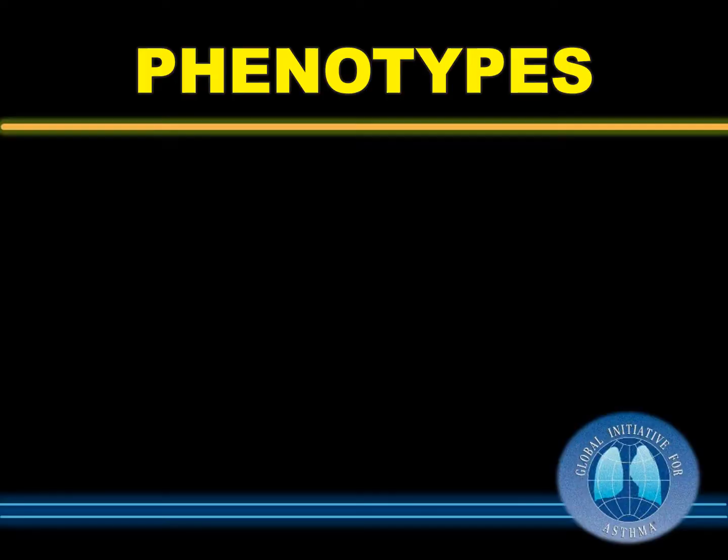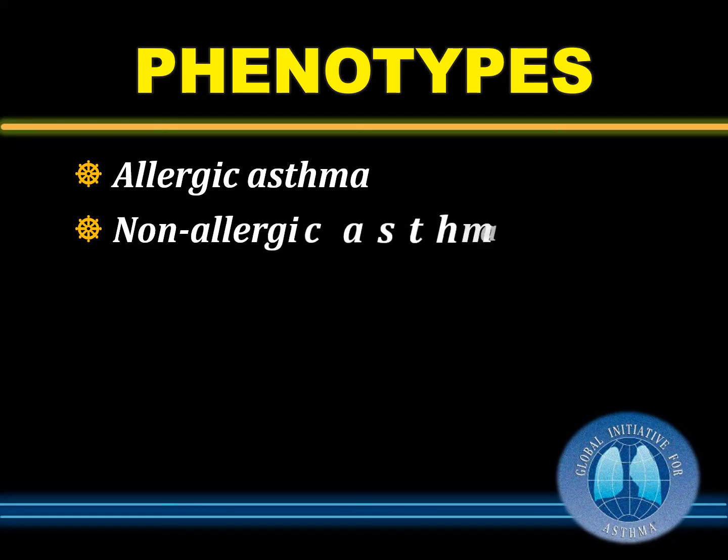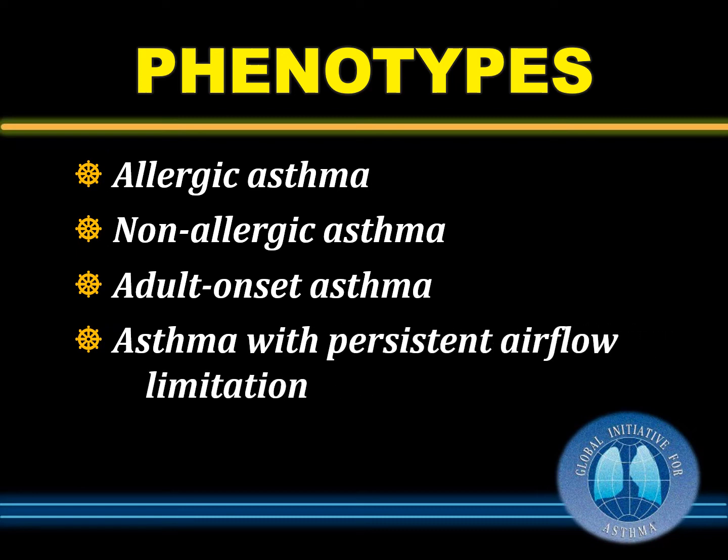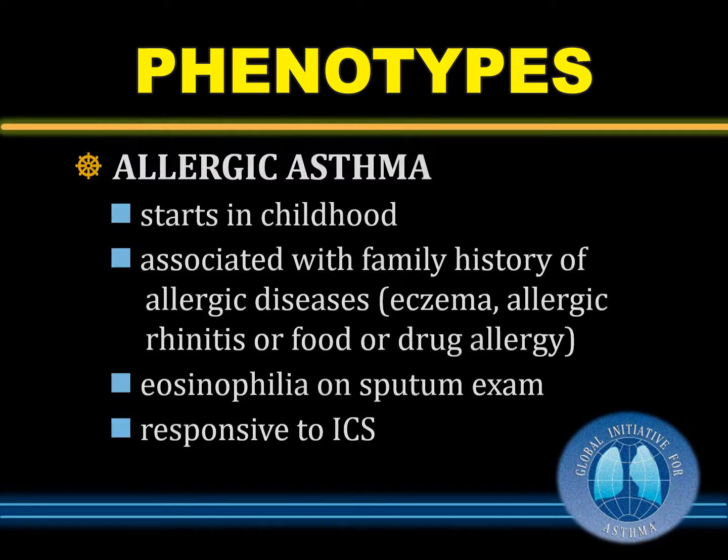There are actually different phenotypes of asthma. When you say phenotypes, it means that these are subsets of patients that present asthma in one way or another. The first phenotype is your allergic asthma. We also have non-allergic asthma, adult onset asthma, asthma with persistent airflow limitation, and asthma with obesity.